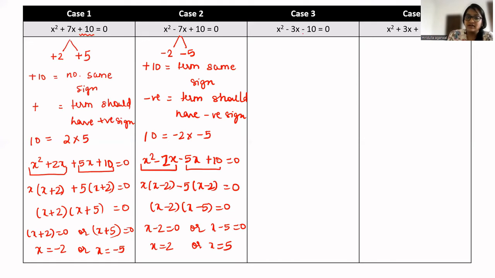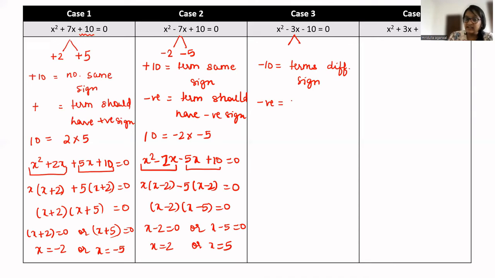Here the last term is -10. Whenever you had a positive, it indicates that the terms should have the same sign. But here it indicates that the terms should have different signs. What do you mean by different sign? That means one should be positive and another should be negative. The middle term again is having a negative sign.